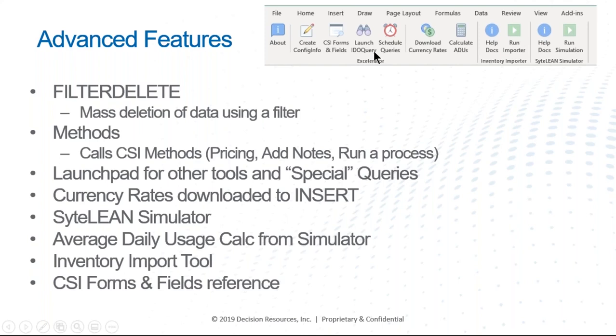We have a simple tool that will let you access the IDO and query directly, and this will run across network DMZ zones and other things that are hard to do with other tools. I already said we could schedule queries, so we could schedule queries to have these things run in the background. Download currency rates, and then we launch some other similar things that DRI has, other tools. One's an inventory importer, another one is the site lean simulator. So the idea is you can find all the tools and handy things we have from one place.